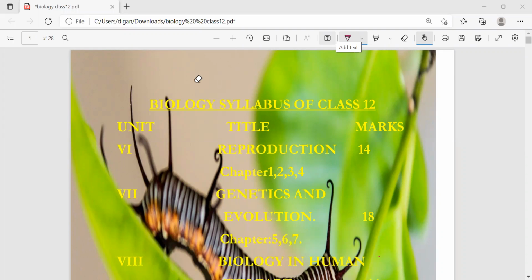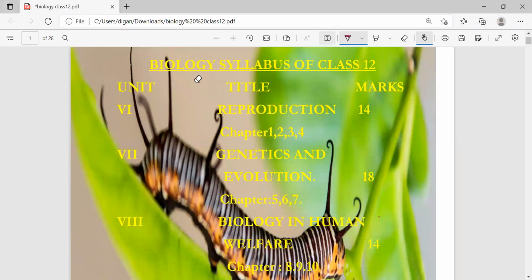As you are now in class 12, I am going to start the class 12 biology syllabus. I'll cover the chapters according to your NCERT book. So before starting the first chapter, please go through your biology syllabus. So this is your syllabus.